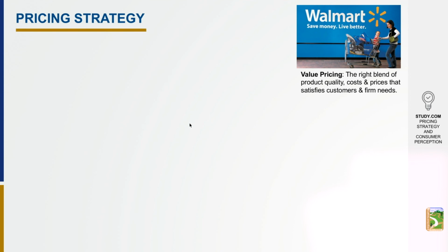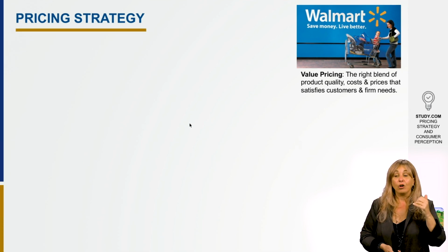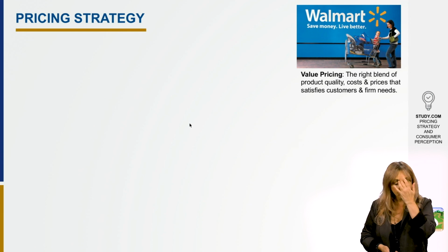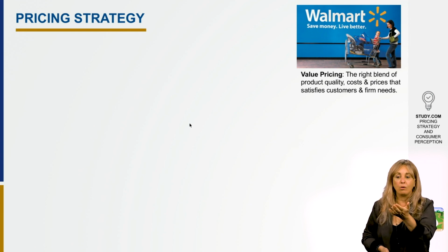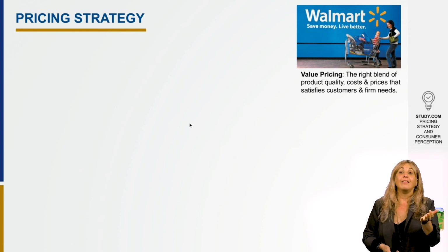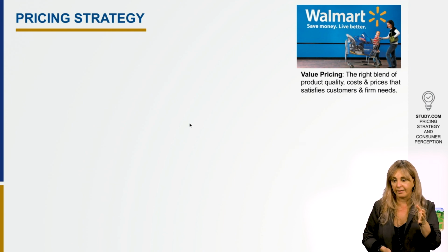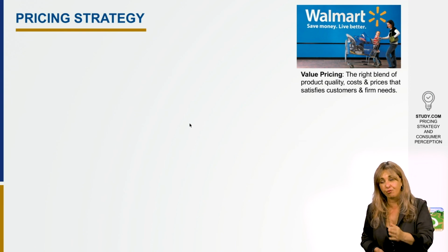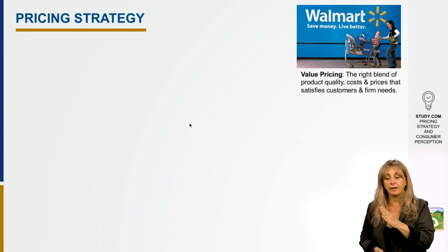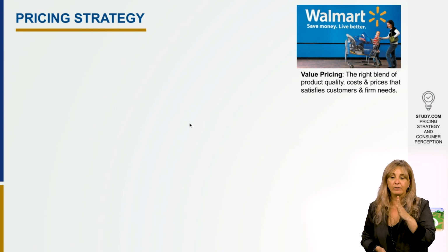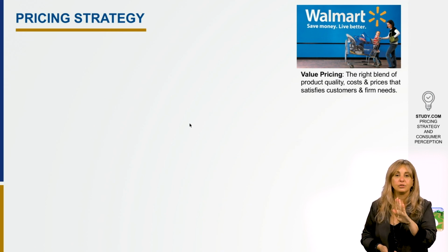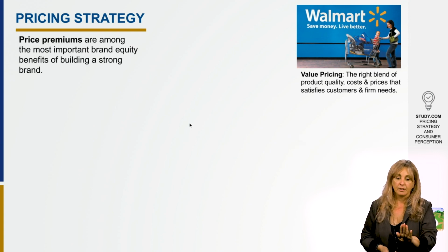Pricing strategy. Again, another important influencer. And a great example is Walmart. Walmart's positioning is based on pricing, on value pricing, that they have the best value for money. Save money, live better. The right blend of product quality and costs. So that is the basis of Walmart positioning.